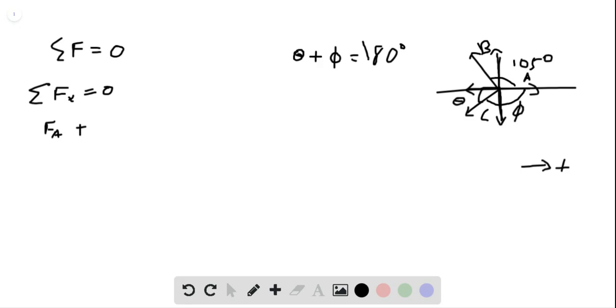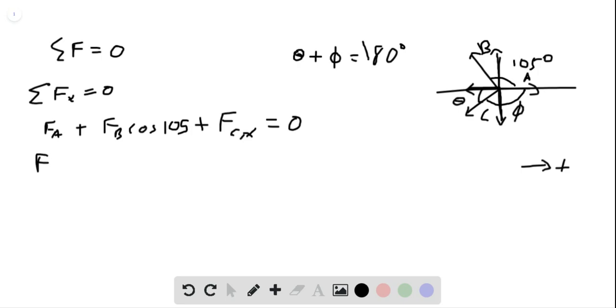So to come back to our sum, the x component of B is going to be basically FB times the cosine of 105, the angle that's associated with B. Other than that, we know that there's an x component of C, but we don't know what it is yet. So let's just call it FCX.